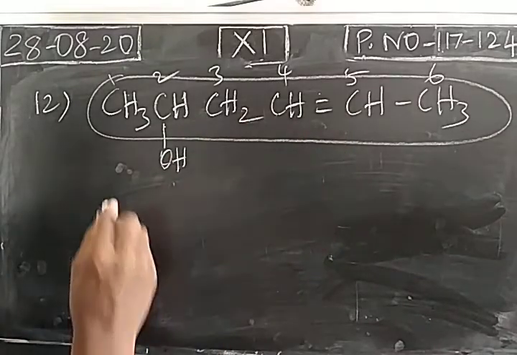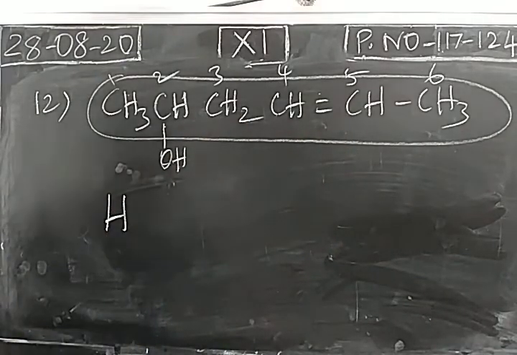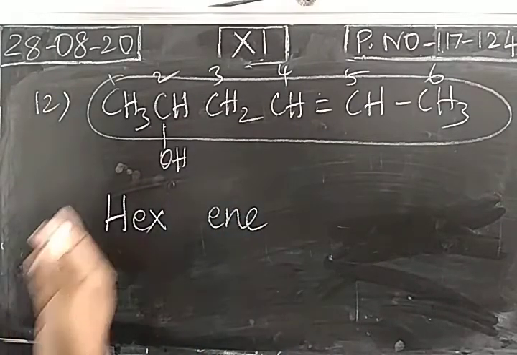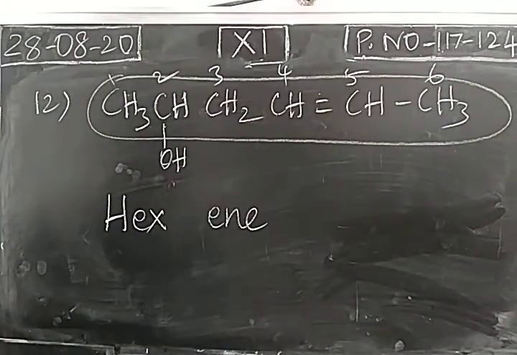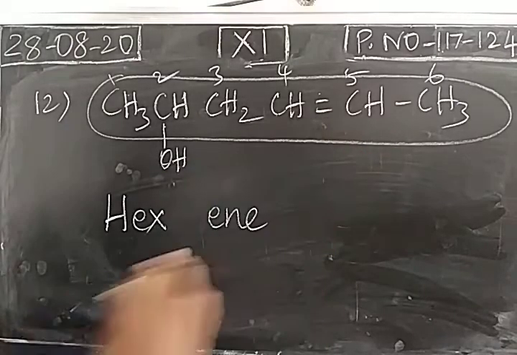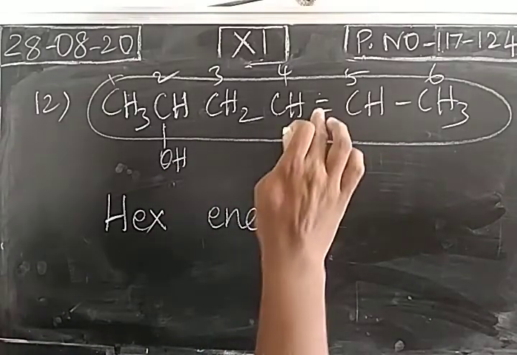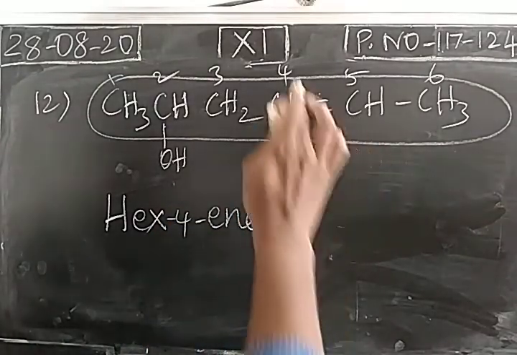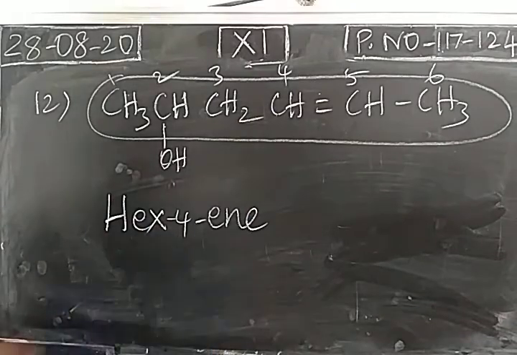So in the longest chain, we have totally 6 carbon atoms. So the root word is hex. A double bond is present. So the primary suffix is ene. We don't have any prefix. Okay, we don't have any substituent, so no need to indicate a prefix here. Directly we take the root word. 6 carbon atoms, hex. We have a double bond. So the primary suffix is ene, and the position of the double bond is 4. Because it is present between 4 and 5, so we take the lowest number 4.